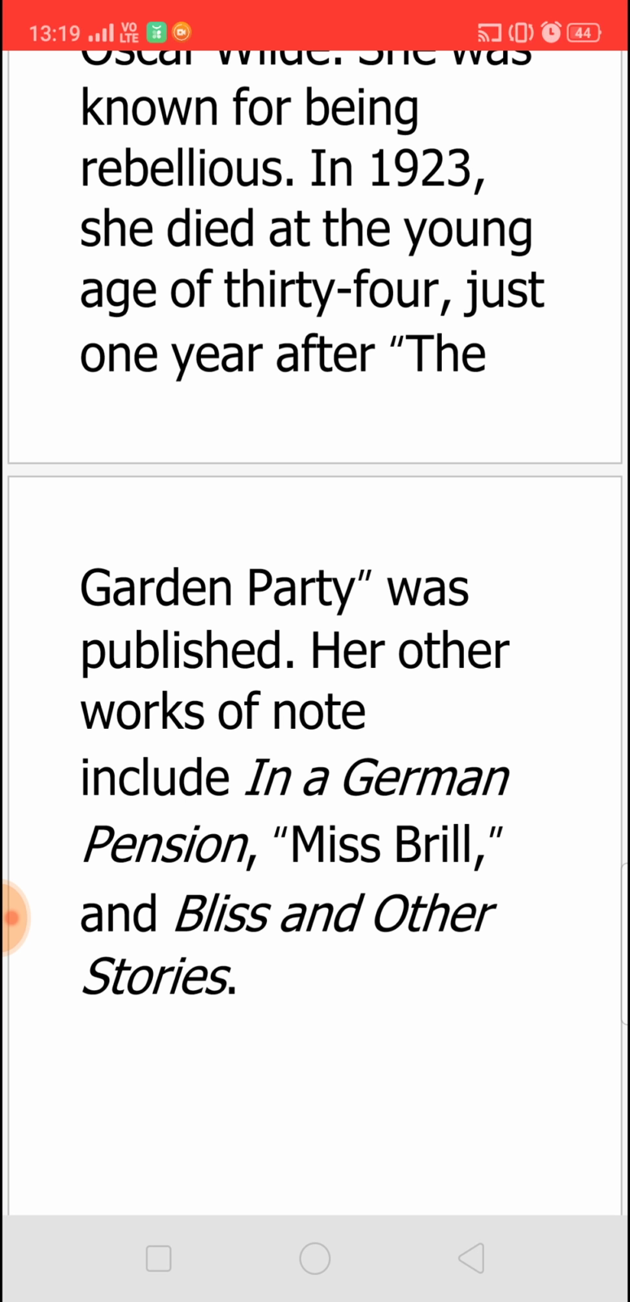And please read the real version of this book because it's a beautiful short story. And when you're reading, please keep in mind that this was written after the First World War.